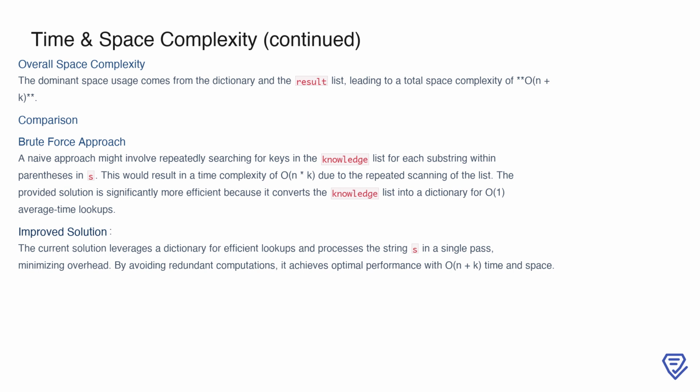To understand why this solution is efficient, let's compare it to a brute force approach. A naive solution might repeatedly scan the knowledge list for each substring within parentheses in s. This would lead to a time complexity of O(n*k), as every key search in the list requires O(k) time, and there could be up to n such searches. In contrast, the current solution converts the knowledge list into a dictionary, allowing average O(1) time lookups, and processes the string s in a single pass. By avoiding redundant computations and leveraging efficient data structures, the solution achieves optimal performance with a time complexity of O(n + k), and a space complexity of O(n + k).